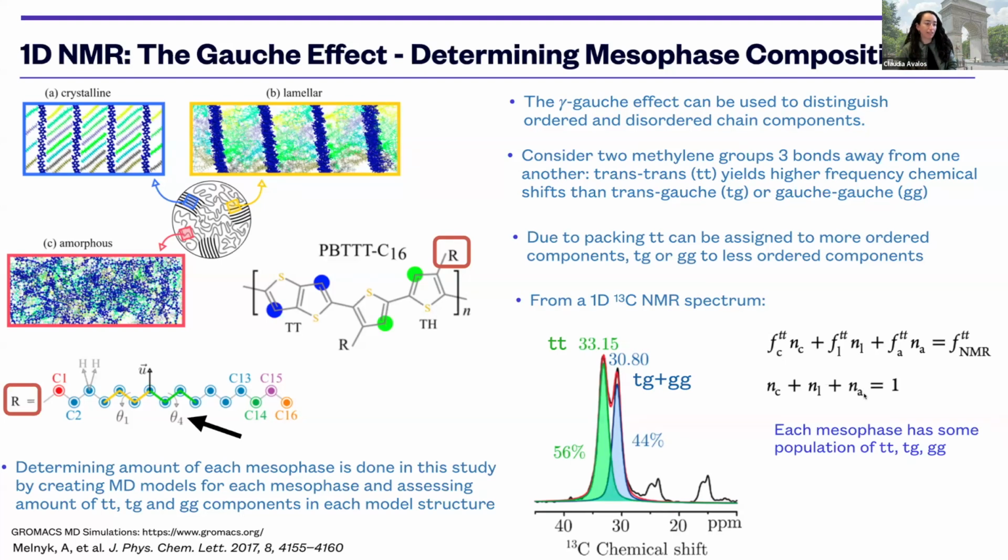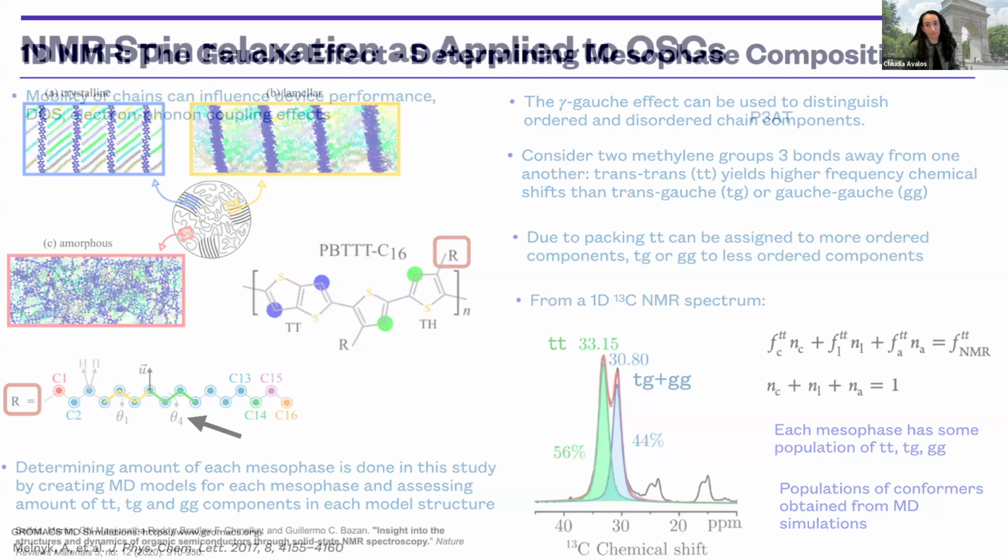So they're creating molecular dynamics models for each particular mesophase and forcing certain kinds of constraints upon them. Then they run them and assess how much trans-trans, trans-gauche, and gauche-gauche components they have in each model structure. They then take that and reinsert it into this equation and determine the populations of the conformers, right? But it's still this combination of simulation and 1D NMR.